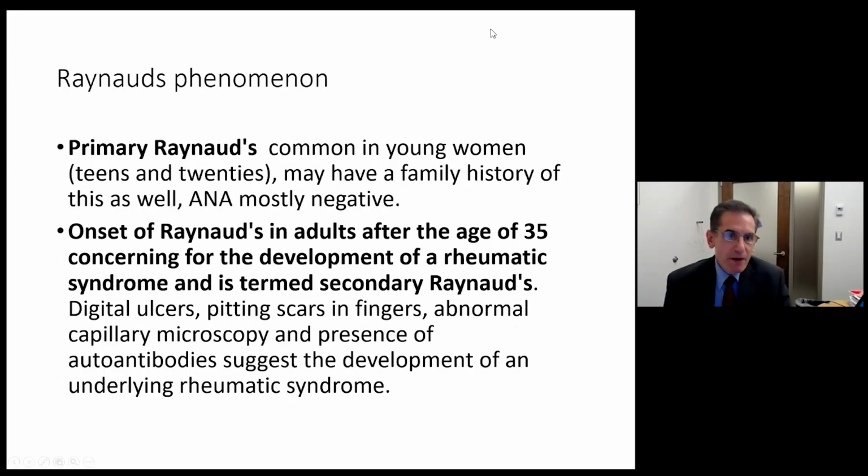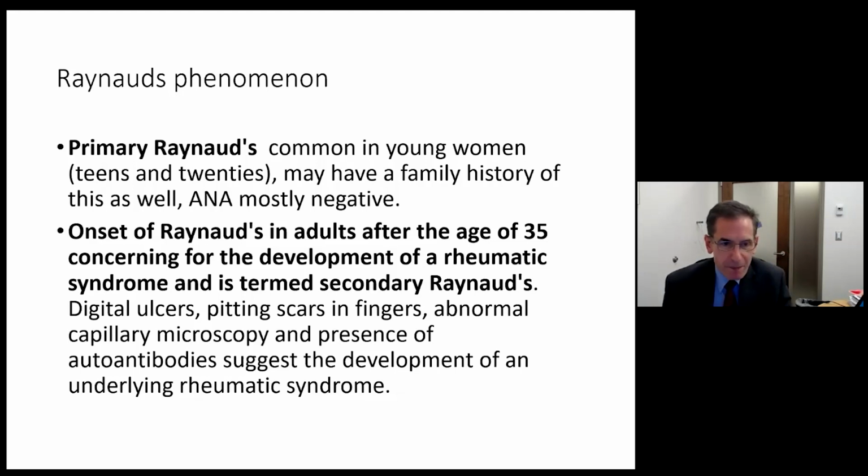Let's talk for a moment about Raynaud's phenomena. Primary Raynaud's phenomena typically occurs in young women, typically in their teens or 20s. They may have a strong family history of Raynaud's, and they're typically ANA negative. These patients are less likely to go on and develop a secondary autoimmune disease like lupus or scleroderma or similar.